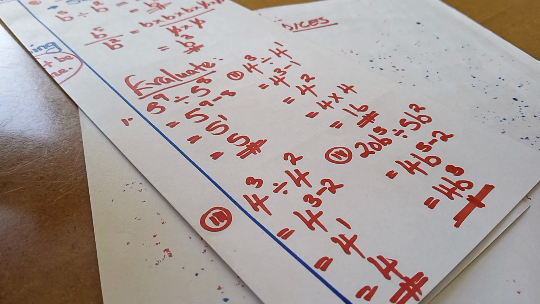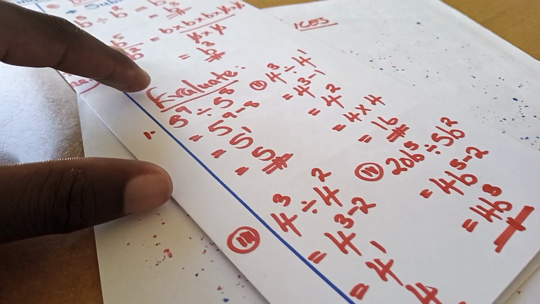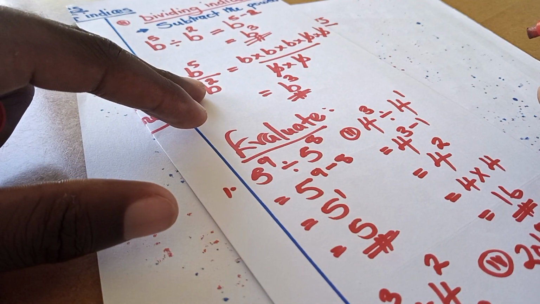So that is how we divide the indices. When you're dividing indices, you just subtract the powers.